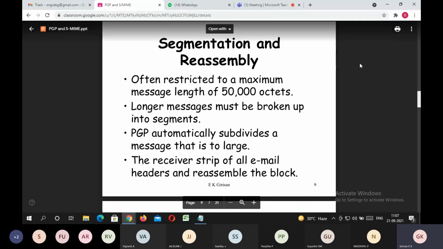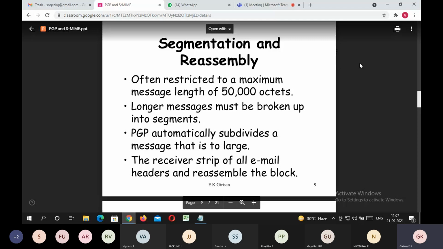If your email content is more than that, then all the messages will be divided into octets. So a longer message will be broken down into segments. This is done primarily for a very large message. If the email message is very small, there is no need for segmentation. So this is an optional entity in the PGP message.